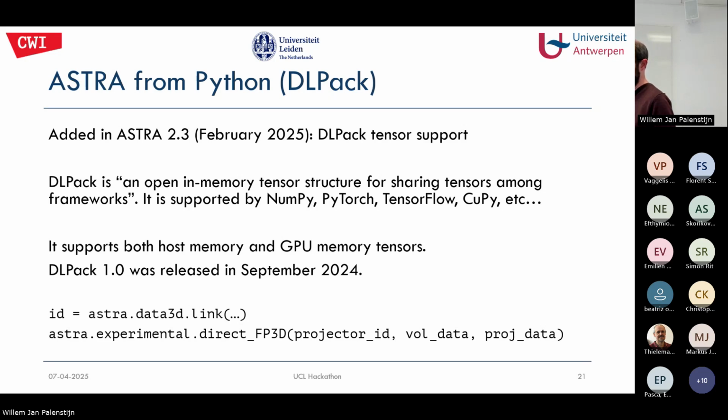So the nice thing now is that since Astra 2.3, so since a few months, you can just give any tensor, either CUDA or host memory, from a framework that supports the LPAC to Astra using the link function, and also to the direct FP3D or BP3D function.